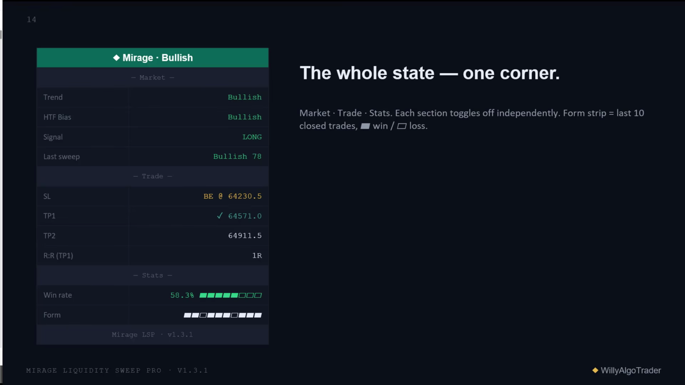The dashboard lives in the corner of your chart. Trend, HTF bias, your current signal, the last sweep and its score, your live stop and all 3 targets with check marks as they hit, reward to risk, stop, distance. And at the bottom, your stats: trades closed, wins, losses, win rate, and a strip showing your last 10 results.